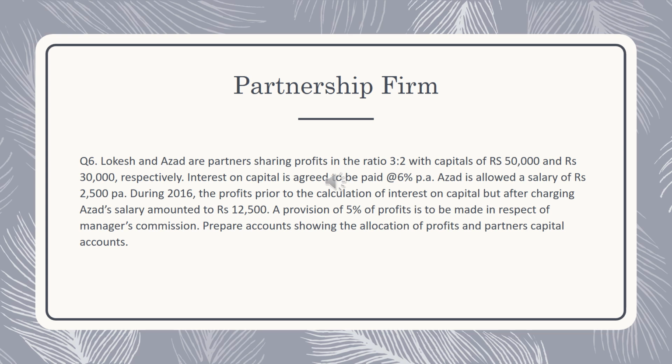A provision of 5% of profits is to be made in respect of manager's commission. This is another twist in the question, that out of the profits, 5% commission was given to a manager. So that also we have to record as an expense. Prepare accounts showing the allocation of profit and partners' capital accounts. So in the next slide, I'll tell you how you will be preparing your working notes.